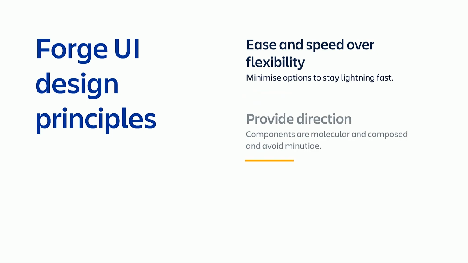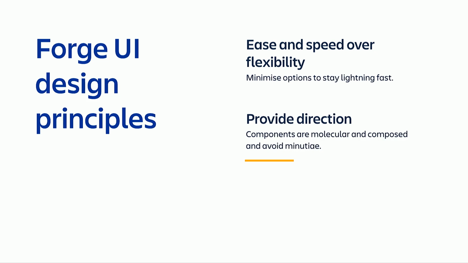The second principle was that we wanted Forge UI components to provide direction. Forge UI components are not atomic. For instance, it's not just an icon. If you had an icon, you would have to deal with positioning and coloring and a lot of minutia, and we didn't want the app developer to have to deal with all that. Rather, we wanted Forge UI components to be already composed molecules.